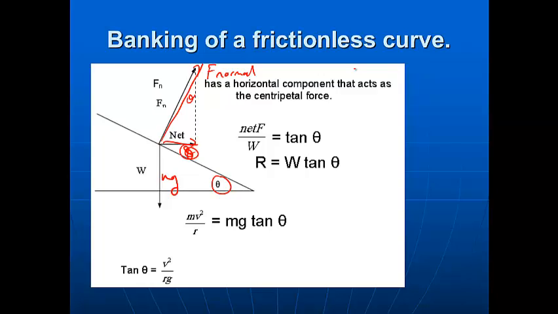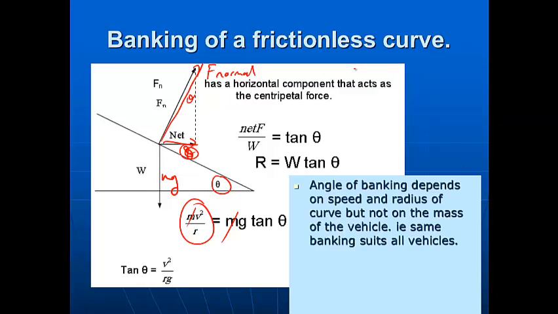The force that keeps the car on the curve is still this mv squared on r, the centripetal force, and it has to be equivalent to mg tan theta, which you can then rearrange to get tan theta by itself, and you'll see our mass disappears. So the angle of the banking depends mostly on the speed and the radius of the curve, but not on the mass of the vehicle. It's the same for all vehicles, which is why a truck going around the corner is going to have just the same amount of effect as a car.